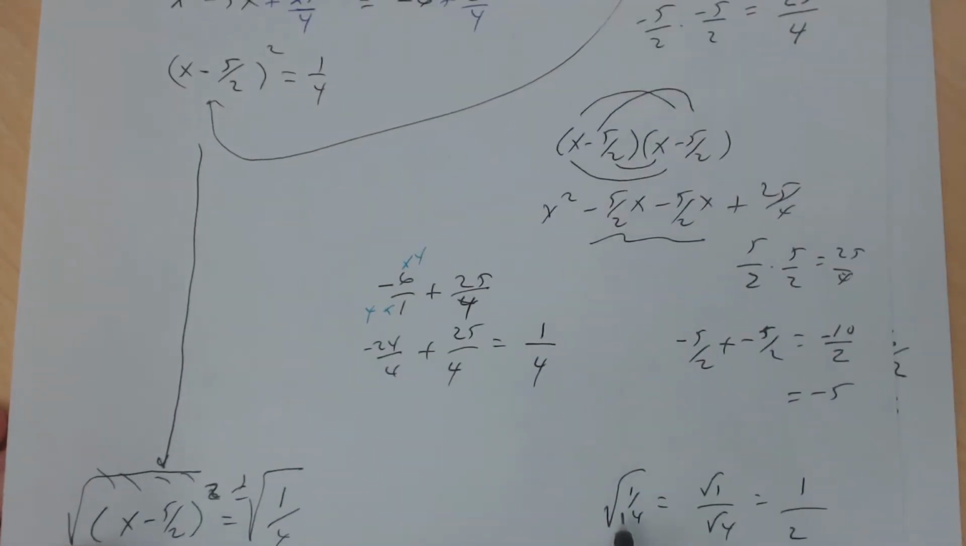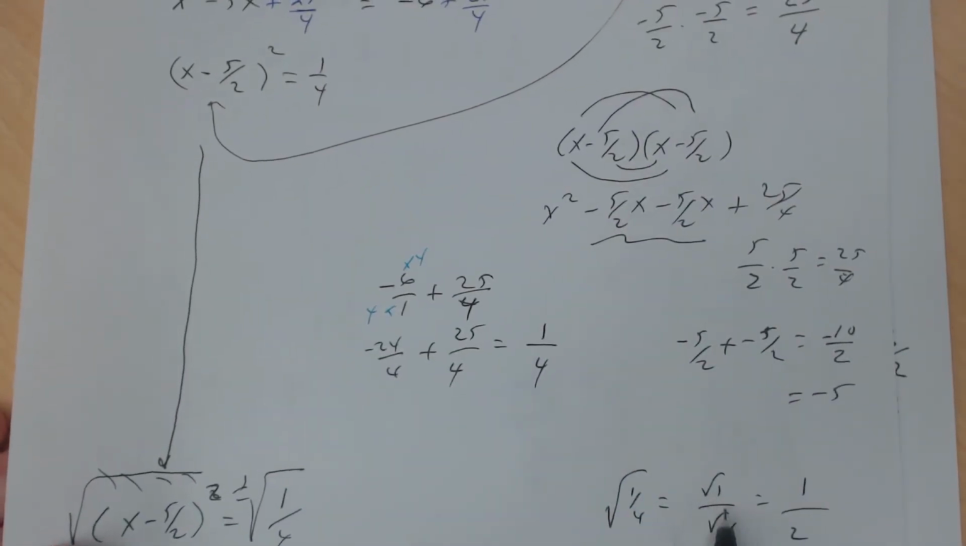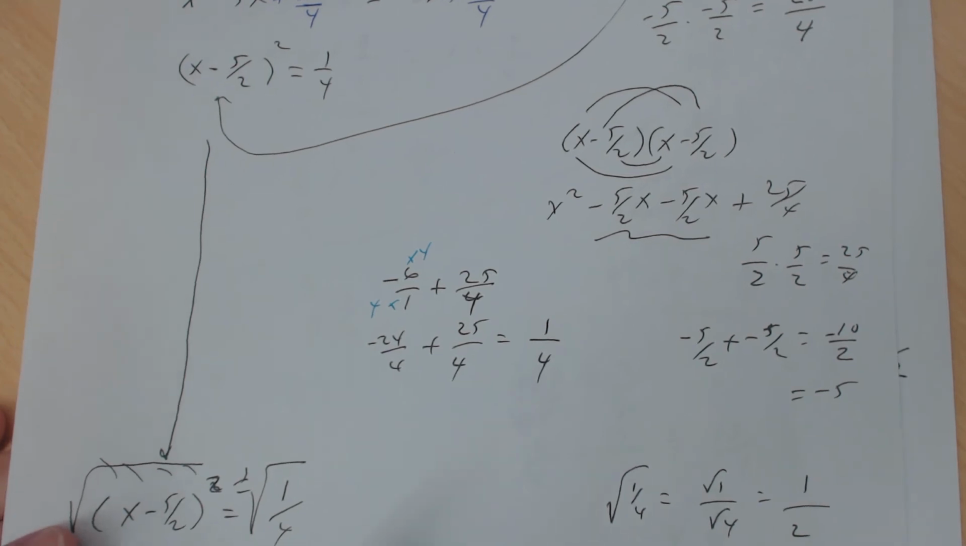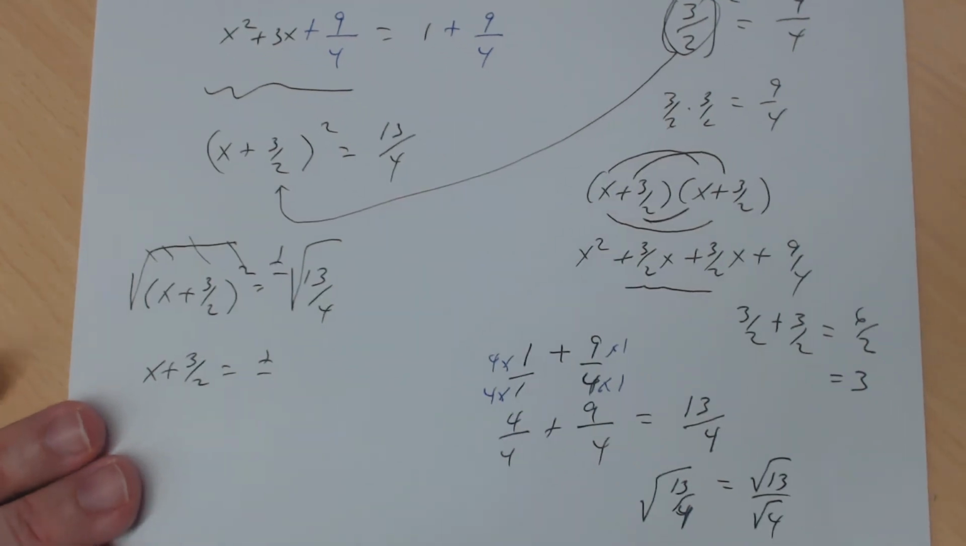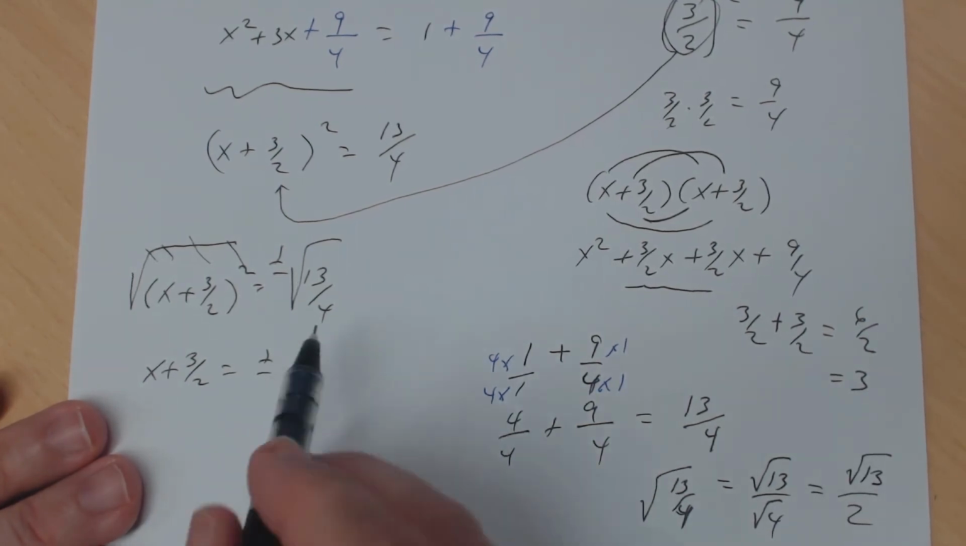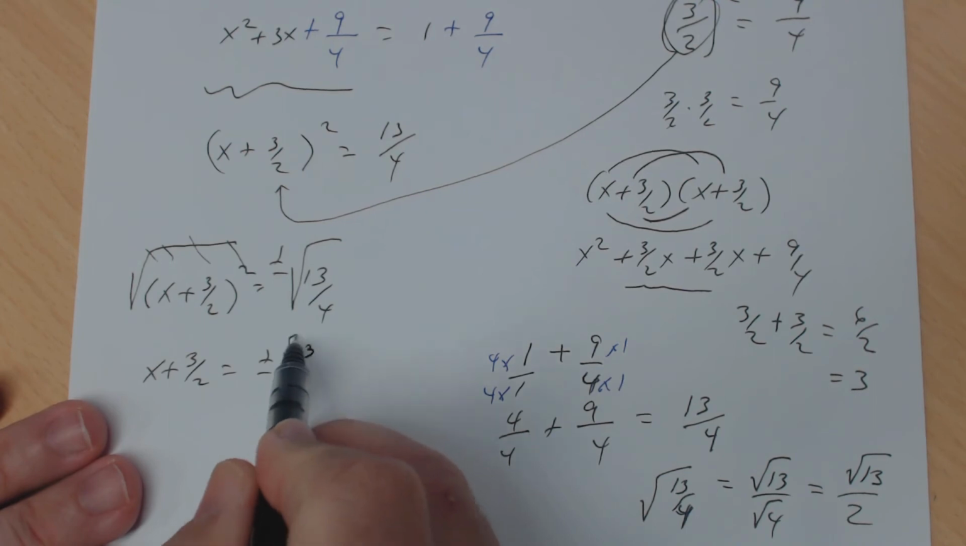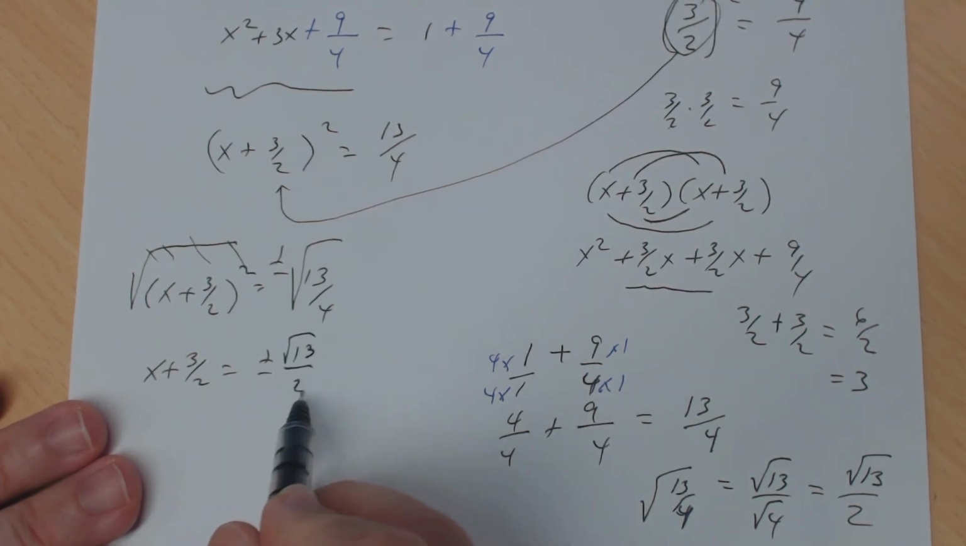Just like we did the square root of 1/4 here, we said it would be the square root of the numerator divided by the square root of the denominator. Same idea. Now the denominator, 4 is a perfect square, so that's just 2 in the denominator. Square root of 4 is 2. The numerator, I cannot simplify the square root of 13, so it stays square root of 13, and so that goes here. Square root of 13 divided by 2.